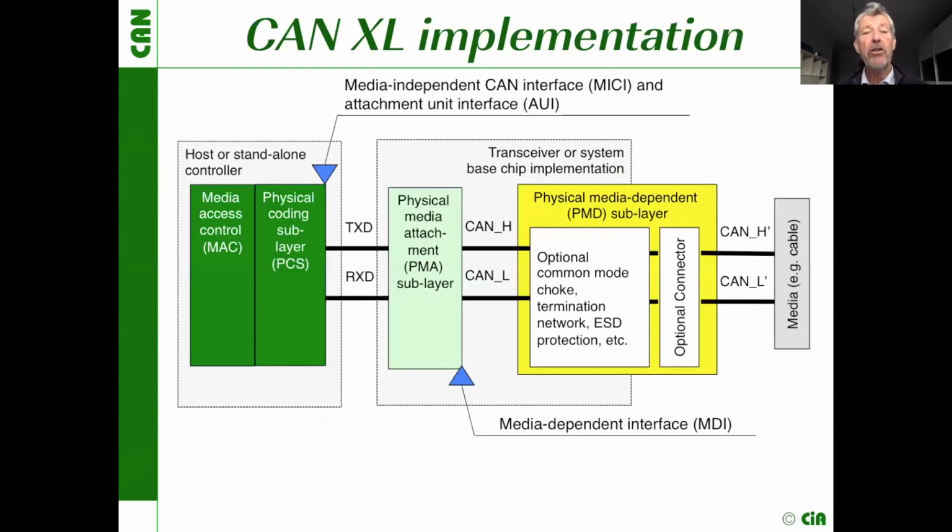So this shows you an example of an implementation. You have the host or standalone controller for CAN XL. You have the medium access control sublayer and the physical coding sublayer there. And then you have the TXD and RXD lines. And this is attached to the physical medium attachment sublayer unit. This is normally the transceiver.